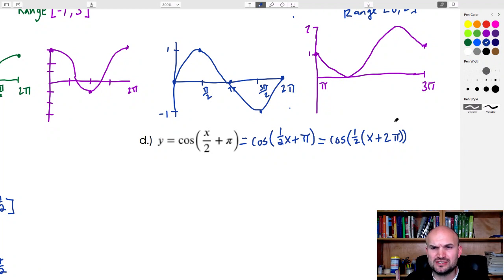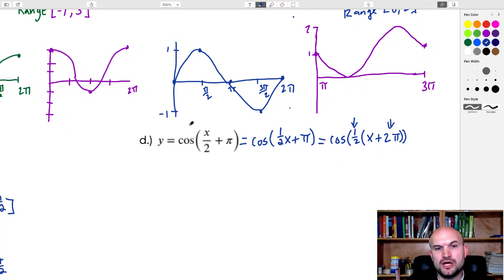Now, if you're kind of confused as far as, are you sure, how does that work? Well, again, just apply the distributive property here. 1/2 times x is 1/2 x. 1/2 times 2 pi is pi. So you can see, now this is our case. Now we have a b as well as a c.